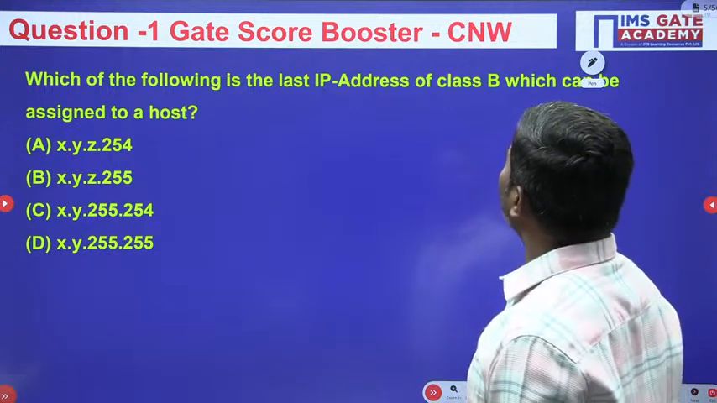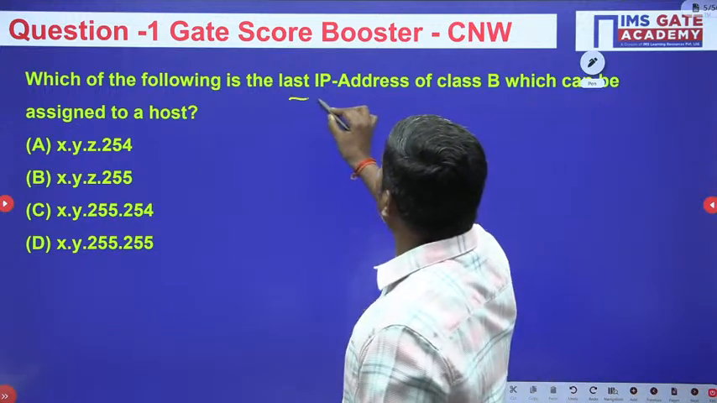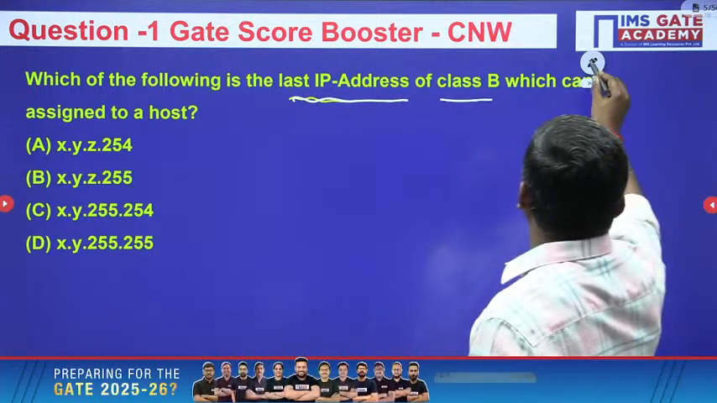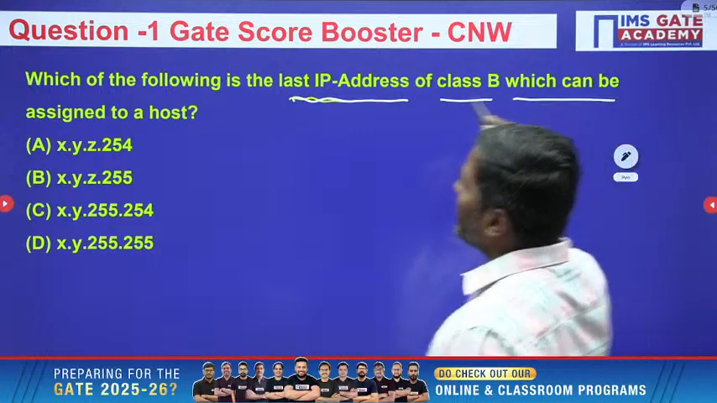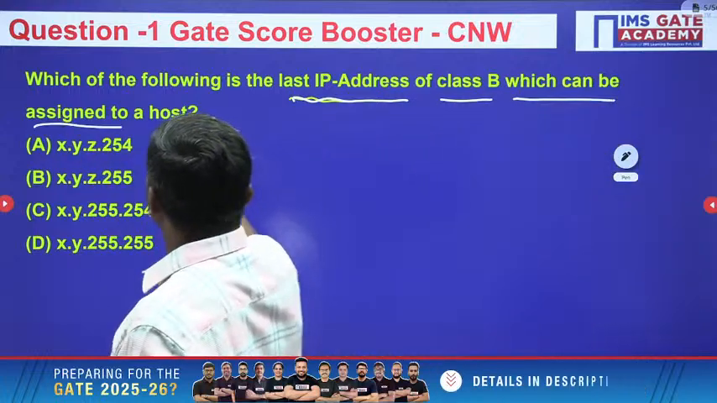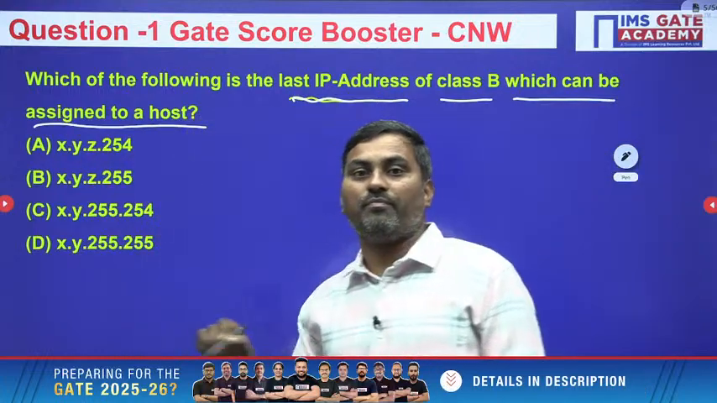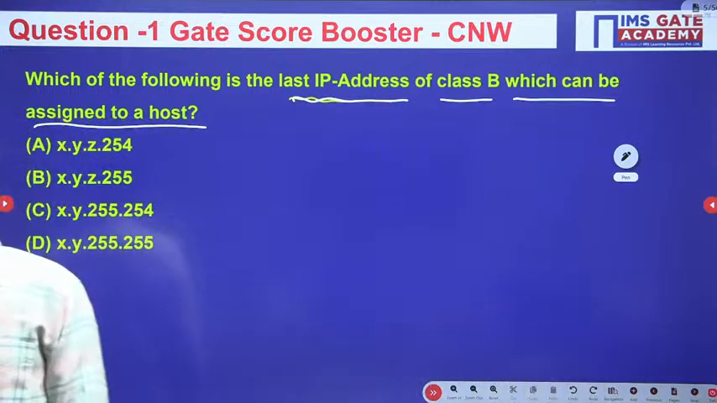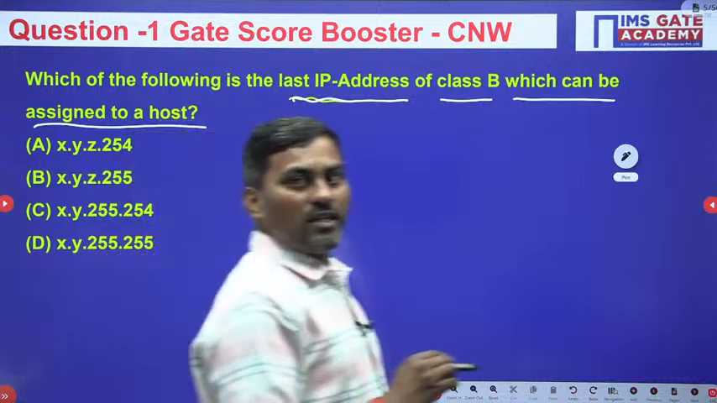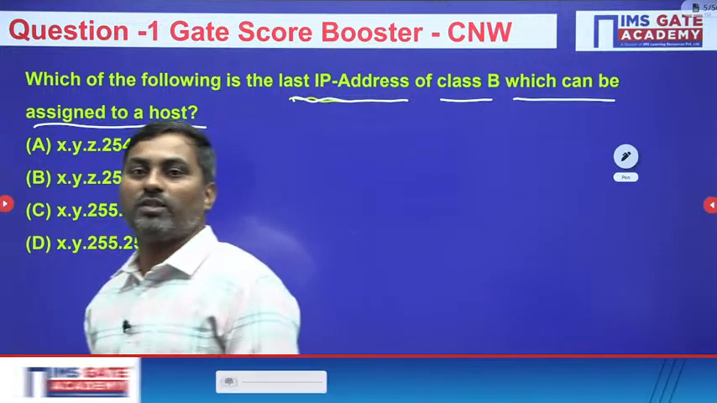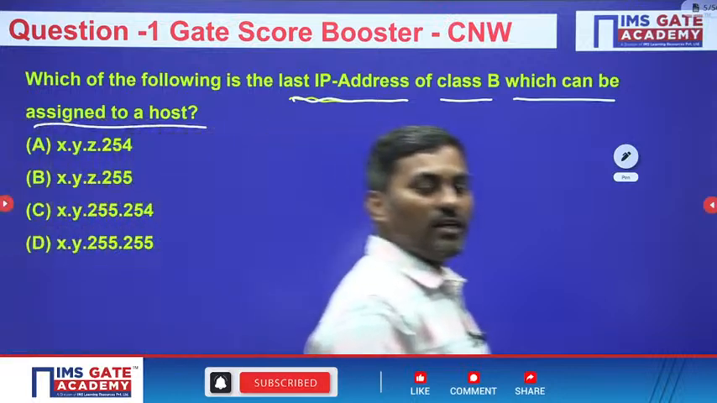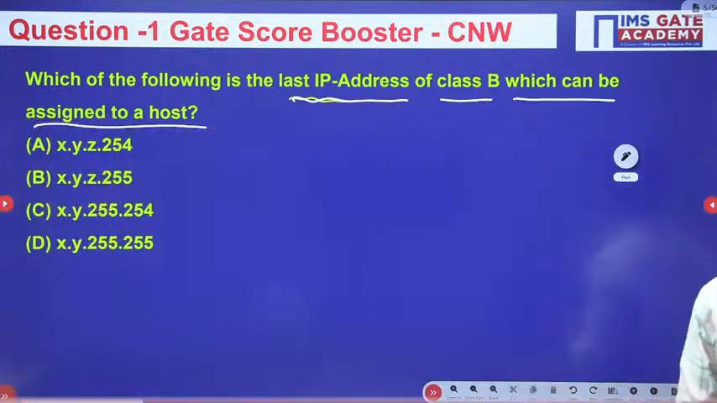Which of the following is the last IP address of class B which can be assigned to a host? Parthasarathi says 16-bit host ID, 16-bit network ID. Vinay is saying C and JP is saying C, Parthasarathi is saying D.